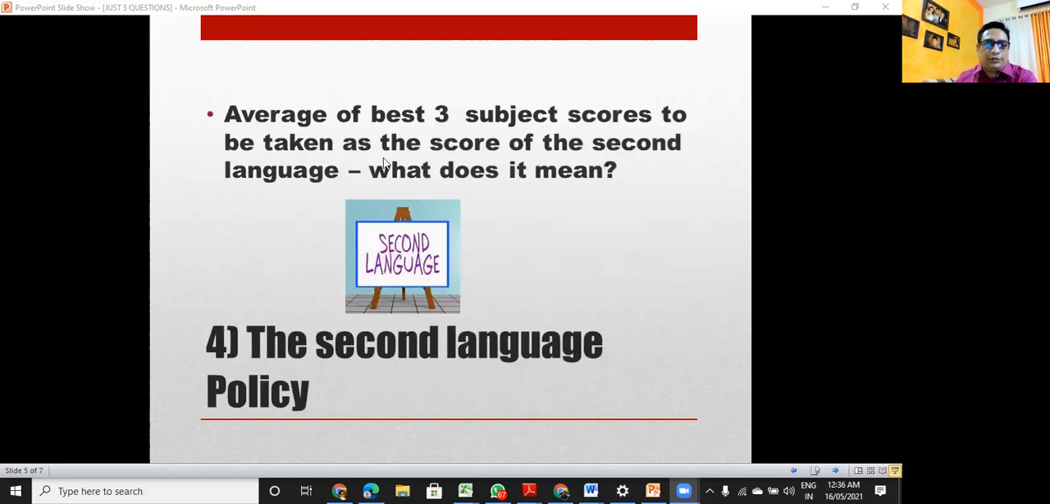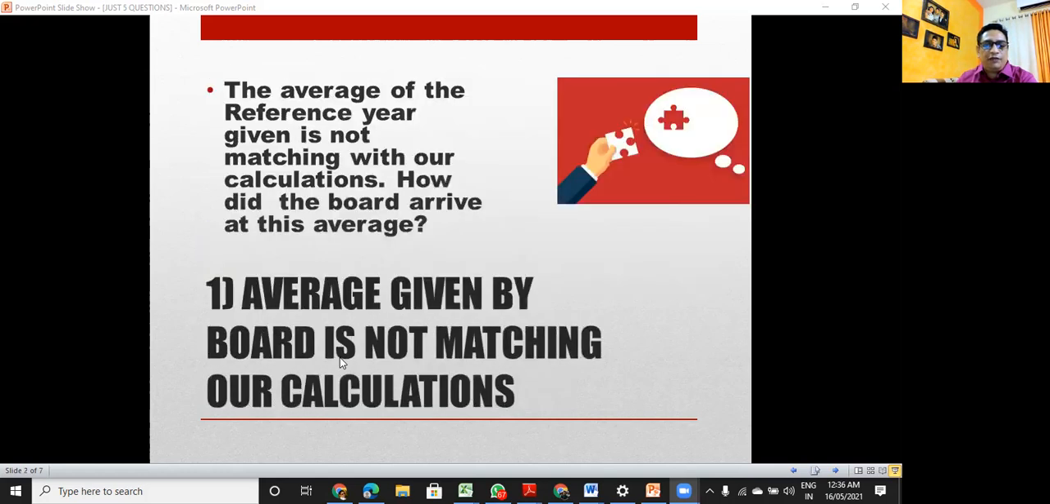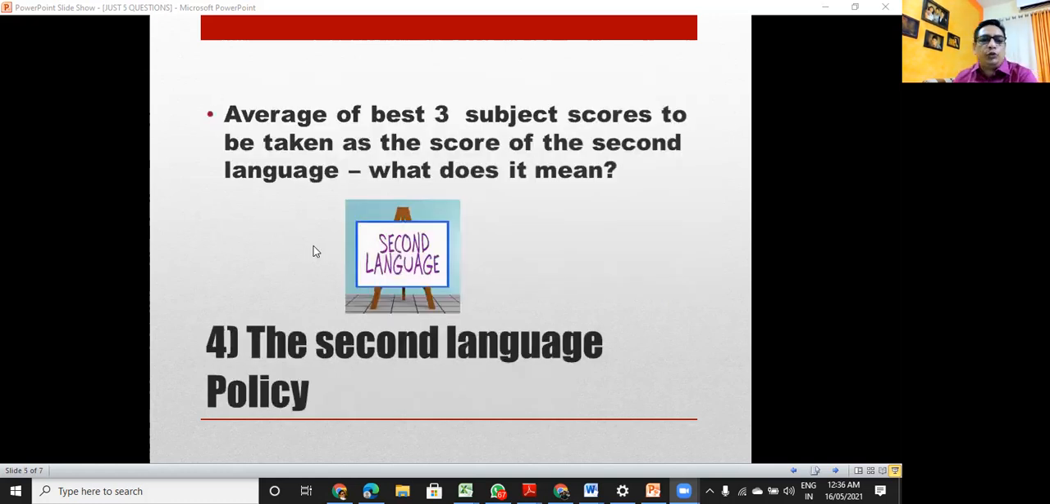Now, the third thing is, did I miss a thing? I have covered the average. I've covered this one. I've covered the difference. Now, the fourth one, sorry. The fourth one is that the average of the best 3 subject scores is to be taken as the score of the second language. What does it mean?